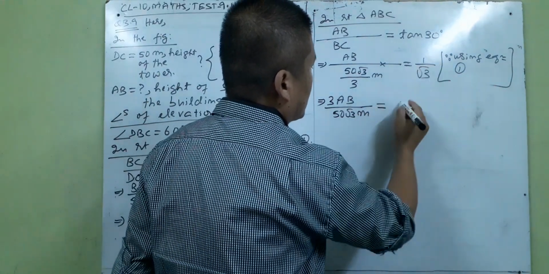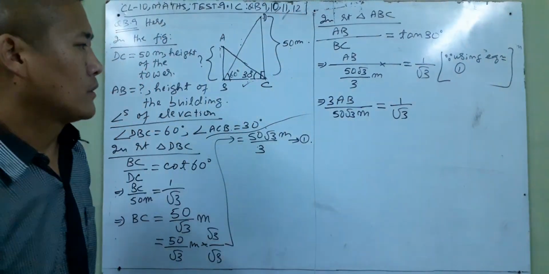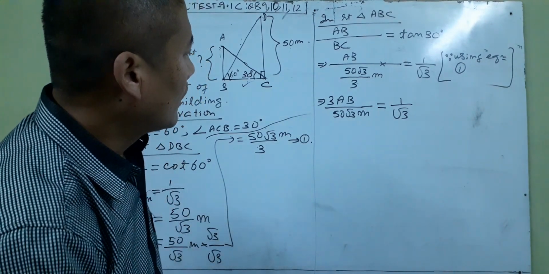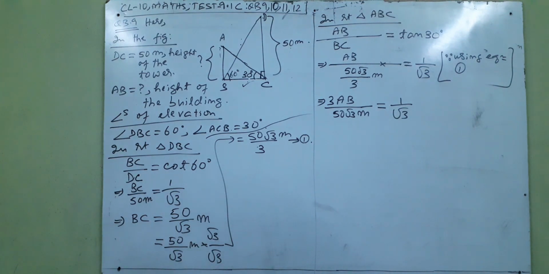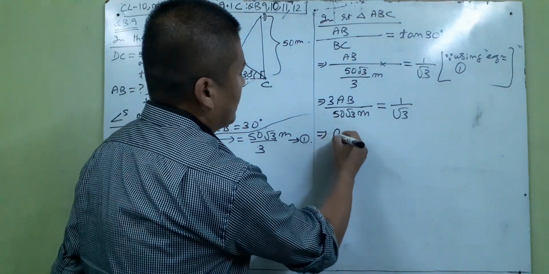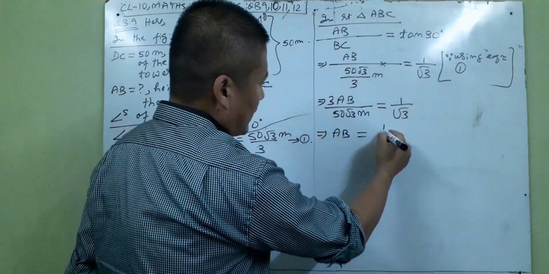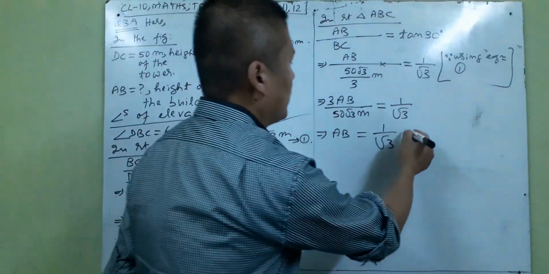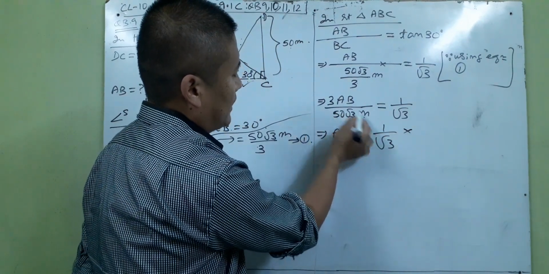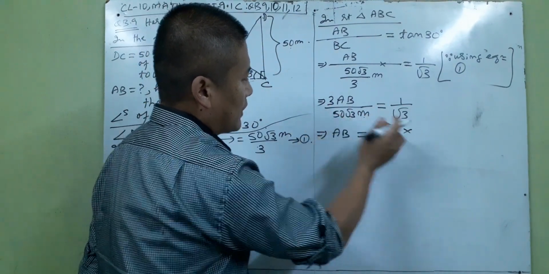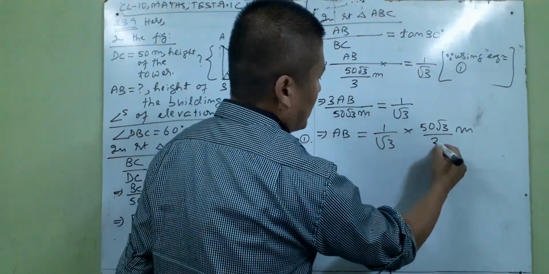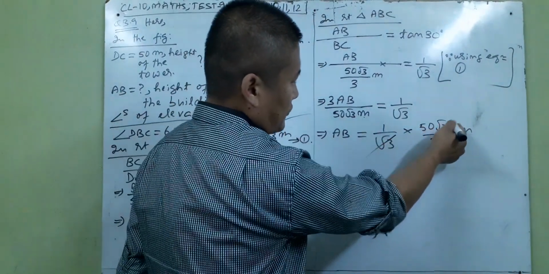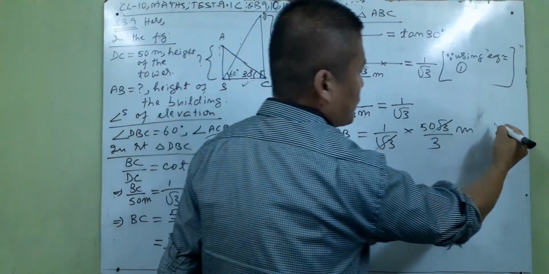Then this will be equal to here, this side nothing will touch, same. So once you're through with that, here 50 root 3 by 3. Okay, so 3AB. So we write here AB. We're almost getting the value for AB. Now you write this one 1 by root 3. And now you shift this 3 by 50 root 3 meter, everything except AB, to the right side, and down this one will go up. 50 root 3 and meter will go up, divided by this 3 will come down. So now you get here root 3 and root 3 cancelled. So you're left with 50 divided by 3 as the value.